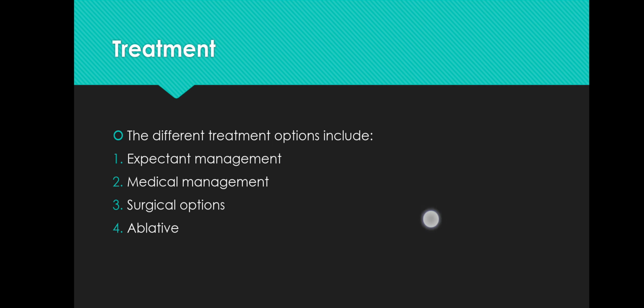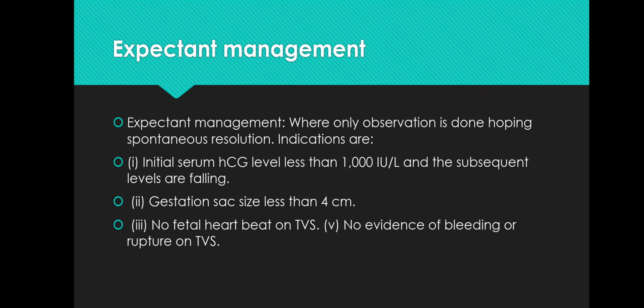Now, what is it that is under expectant management? With expectant management, this is where we only observe. So observation is done, hoping for spontaneous resolution. And what are some of the indications? When the initial beta HCG is less than 1000 international units per liter, and the subsequent levels are what? Falling.